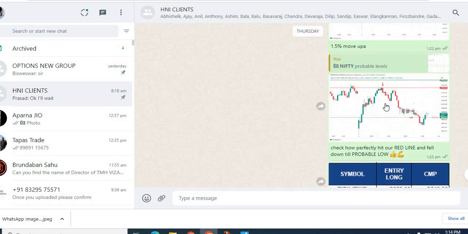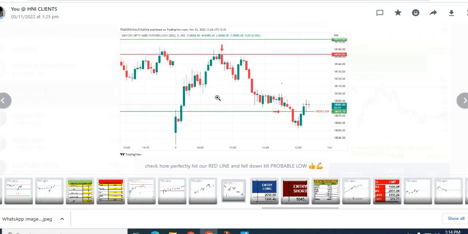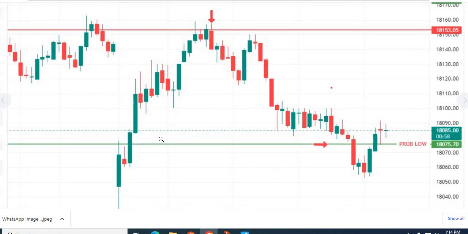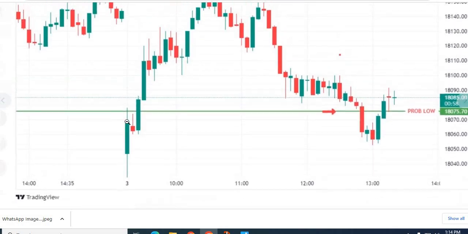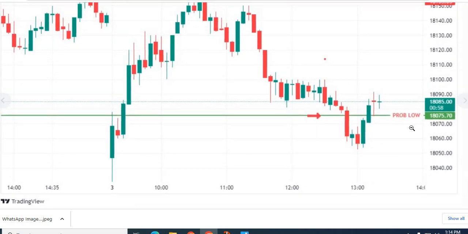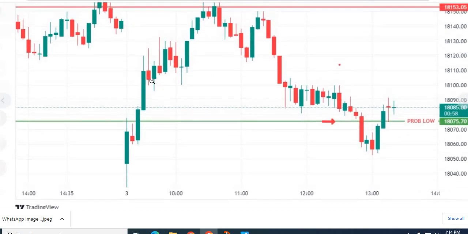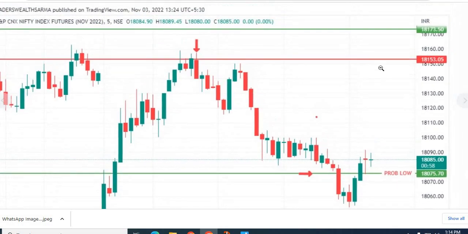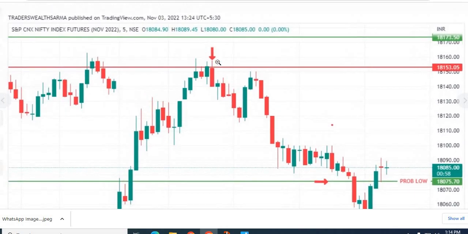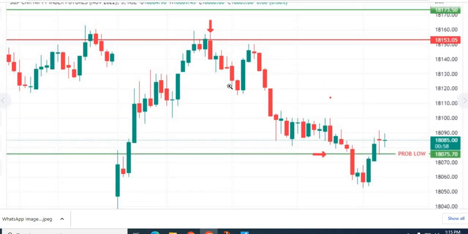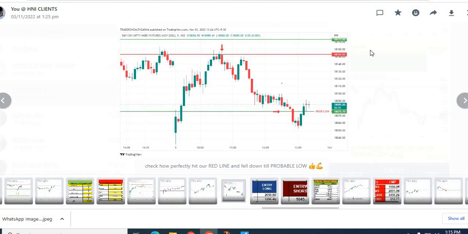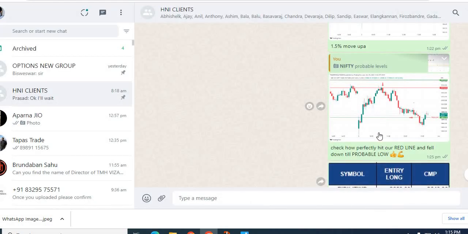Also Nifty. See, Nifty has respected our levels so powerfully. Exactly, the market opened low with a gap down, and after that probable low, it went up, and the level given is 18,153. So here it returned and came down. See, I have not drawn these lines after it went up, because I can show you the proof that I have given this Nifty level prior to this.